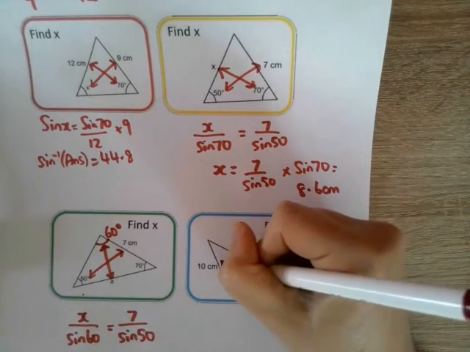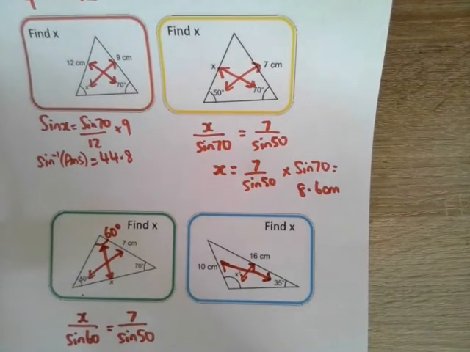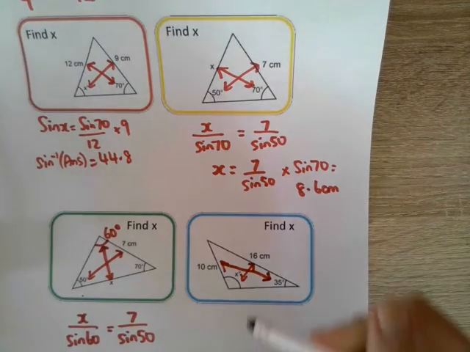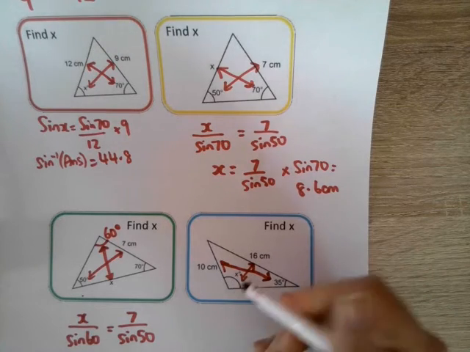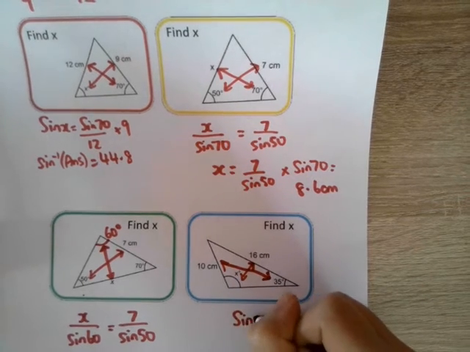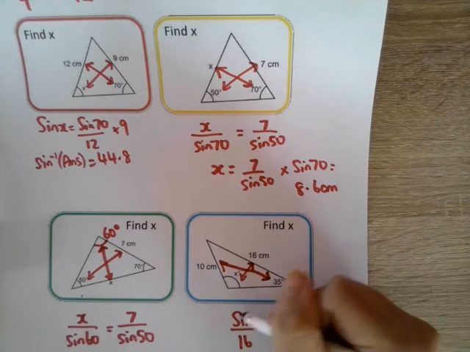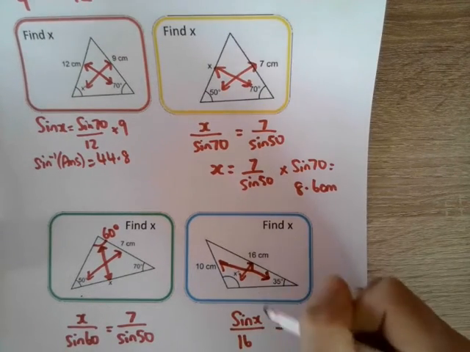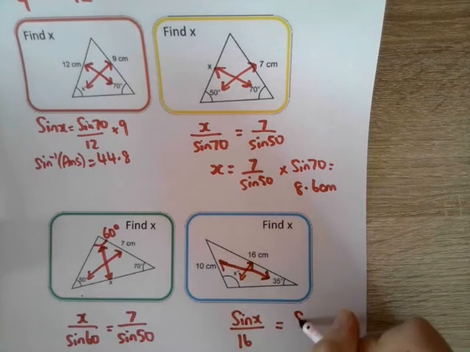And then the final one, so you can see that these are opposite one another, so that's fine. And then the 10 is opposite the 35. So actually this one is nice and easy, it's just a straightforward one. With this one, we've got the angle that we're trying to find, so we want to do sine x over 16, because we want this sine bit on top because we're trying to find an angle, and then that equals sine 35 over 10.